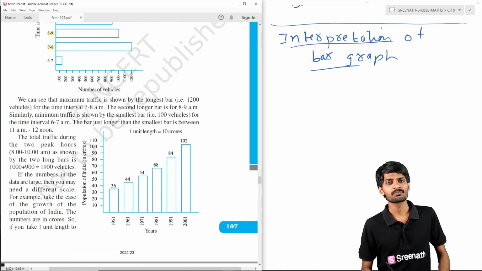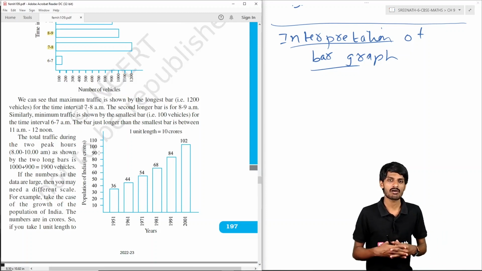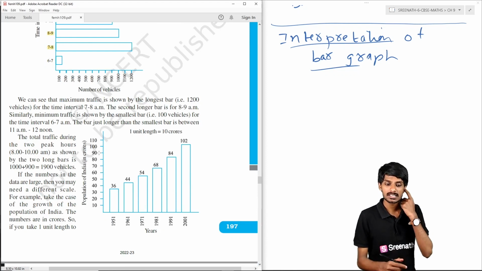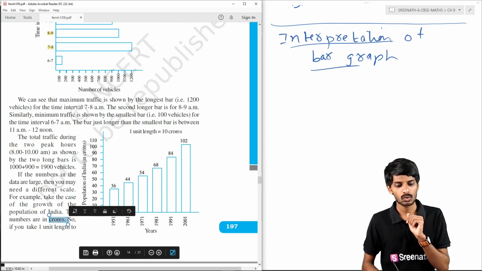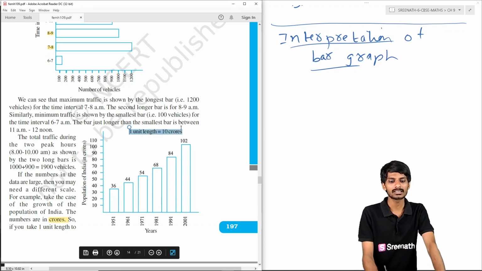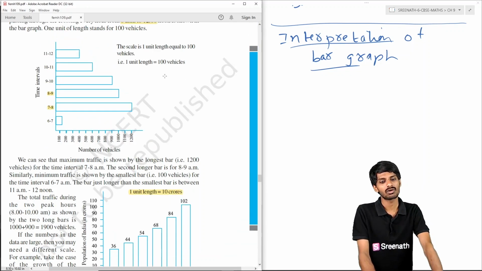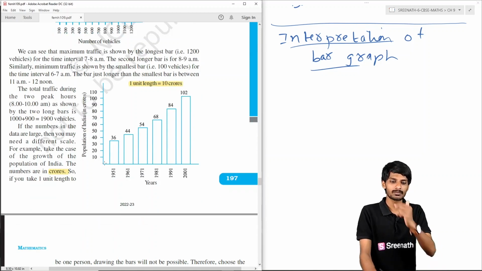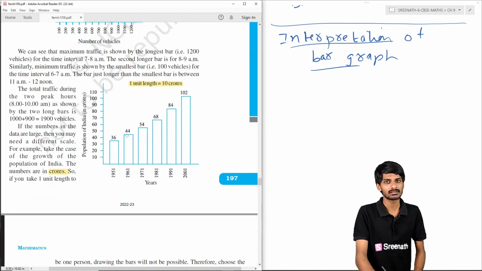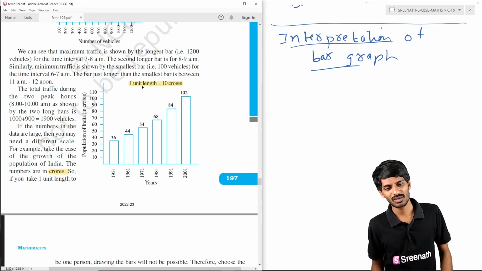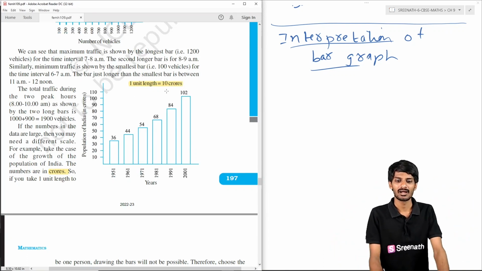Suppose you want to represent the population of India, then the numbers are in crores. So we have to change the scale here. 1 unit length is equal to 10 crores. Here 1 unit length is equal to 100 vehicles, so we have to change that so that we can simply know. Otherwise, if you use the same 100, the bar graph will go like that. So 1 unit length is equal to 10 crores, like that, students.